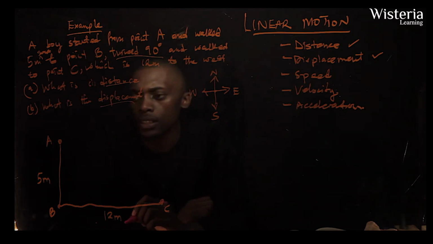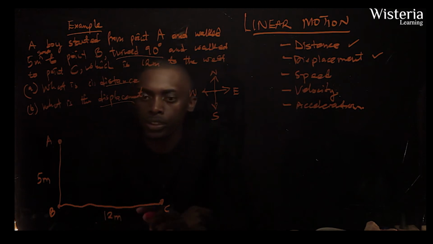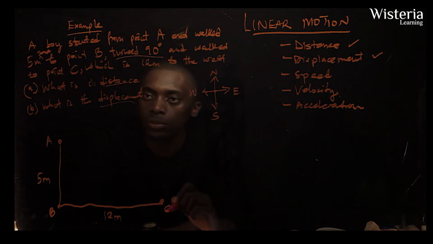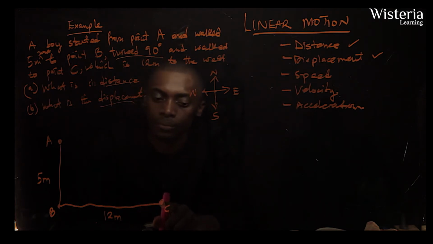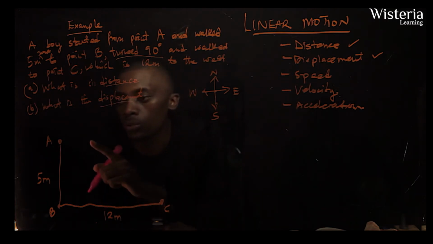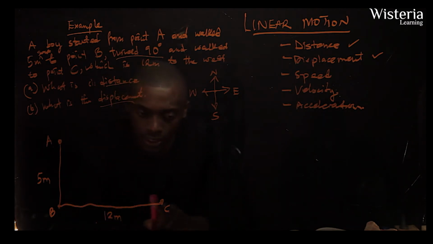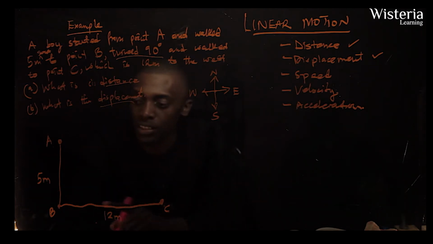Now that we understand how this boy walked from his initial point to his end position, we can find the total distance covered. By distance, we agreed that this is how much ground was covered as this boy walked from point A to point C. So since he walked this distance and then he walked this distance, then we can conclude that the distance covered was actually 12 plus 5.